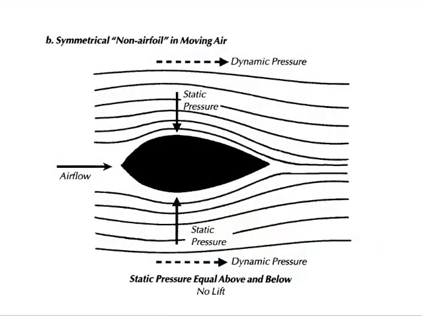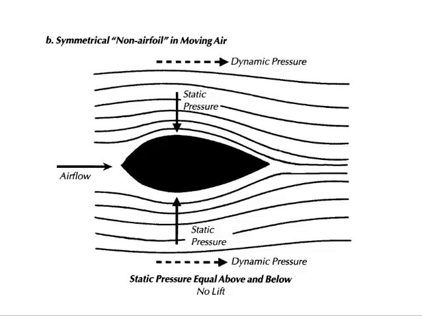Let's talk about the idea of lift first. The bird's wing acts as an airfoil. An airfoil is an object designed to have a reaction with the air through which it passes. And there are two kinds of pressures associated with an airfoil passing through the air.